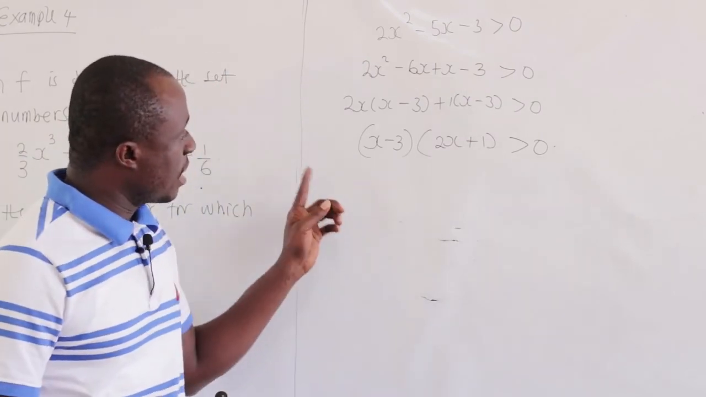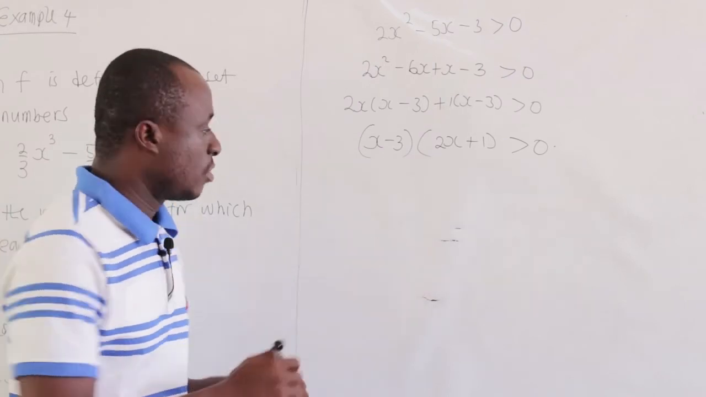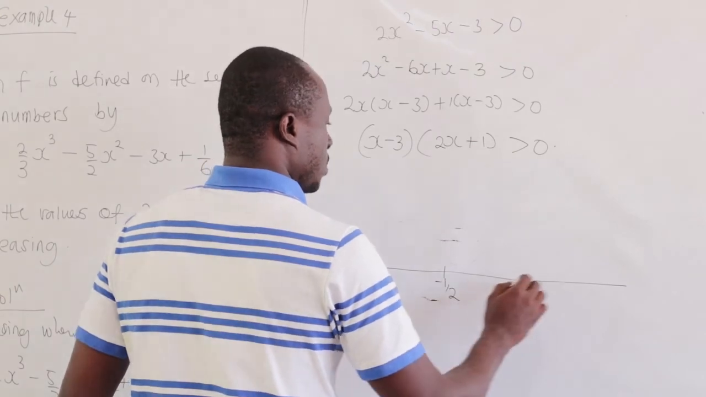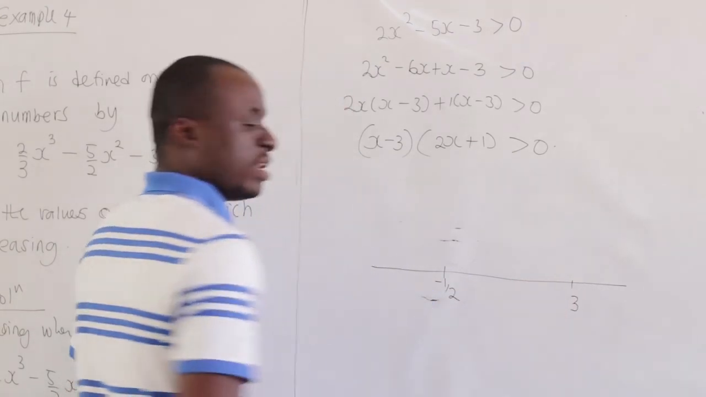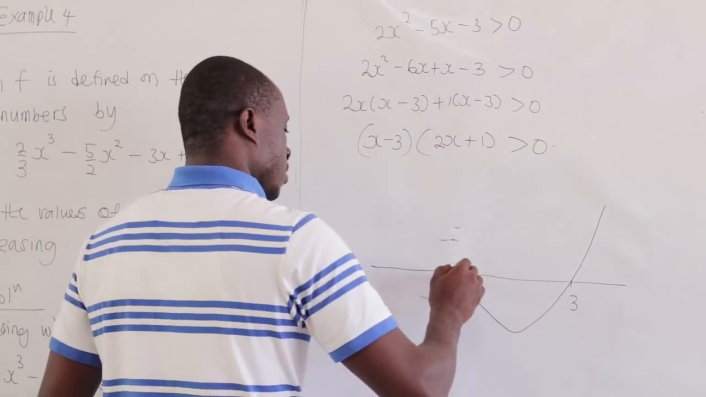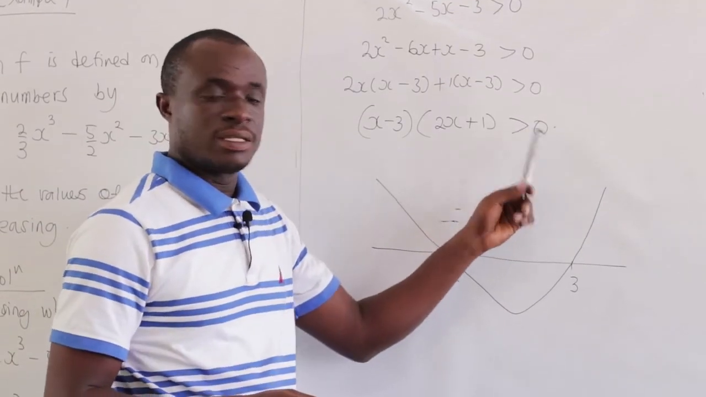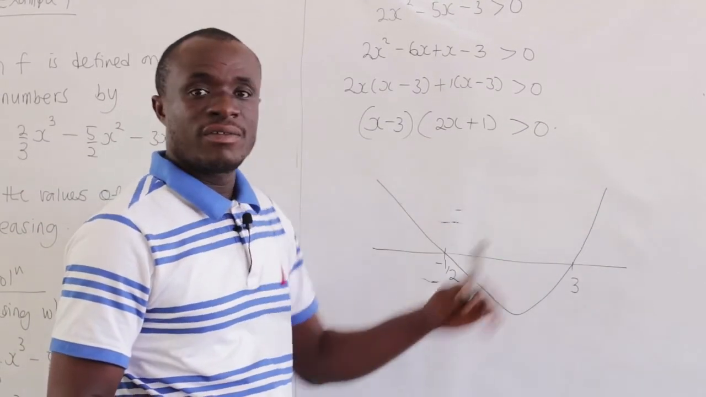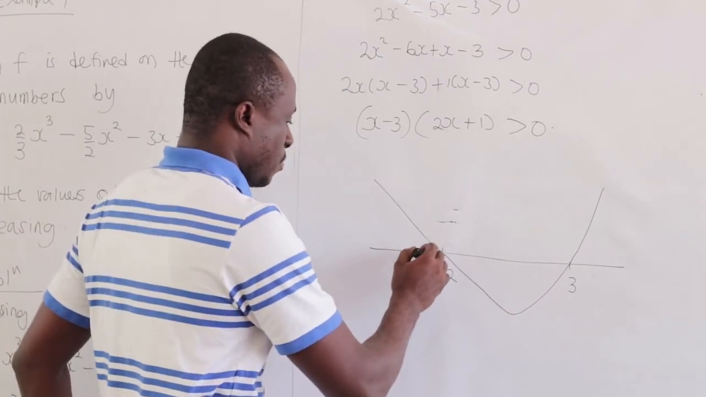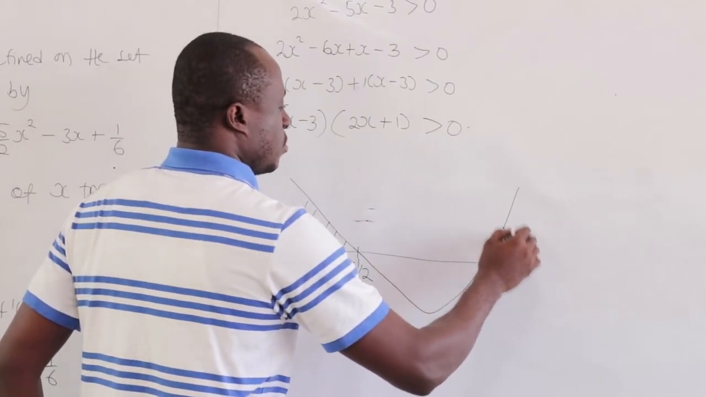And when this is equal to 0, we'll get positive 3 and negative 1 over 2. So this negative 1 over 2, and then we have the 3 here. Now this is a minimum curve, so we have a curve like this. We want the part which is greater than 0, and all the values above is greater than 0, all the values beneath is less than 0. So clearly we'd get the values over here, and then all the values over there.